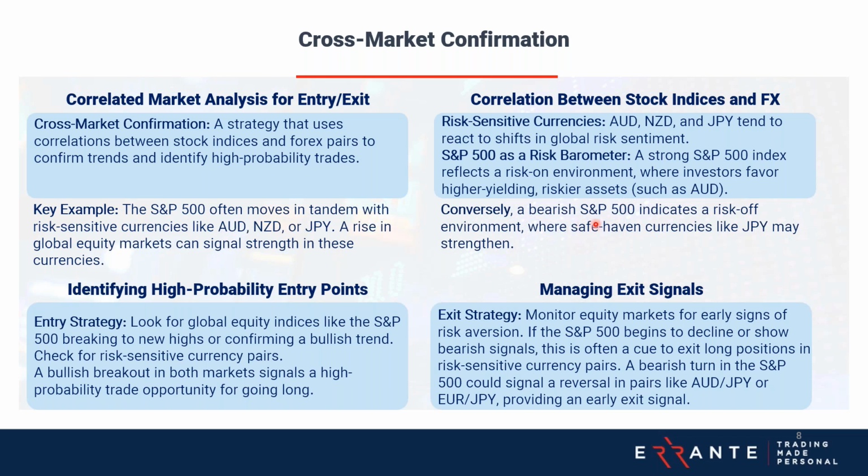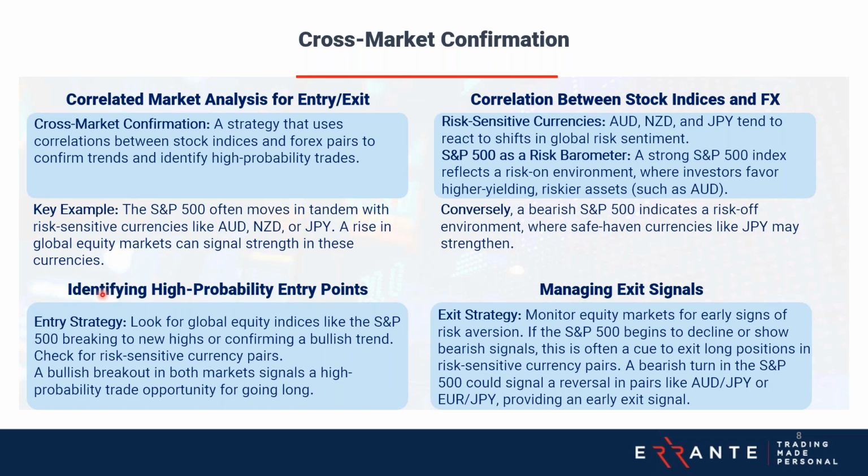And conversely, a bearish S&P 500 indicates a risk-off environment, where safe haven currencies like JPY may strengthen. So this is a good way to consider further confirmation for our exit or entry signals. To identify high probability entry points, we can look for global equity indices like the S&P 500 breaking into new highs or confirming a bullish trend, then check for risk-sensitive currency pairs. We know that a bullish breakout in both markets signals a high probability trade opportunity for going long.